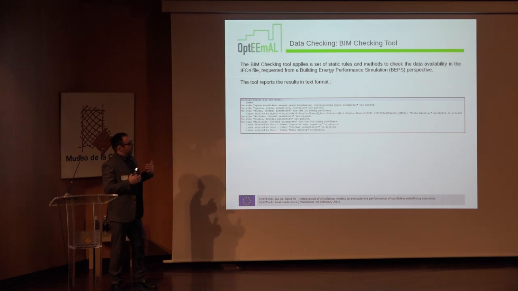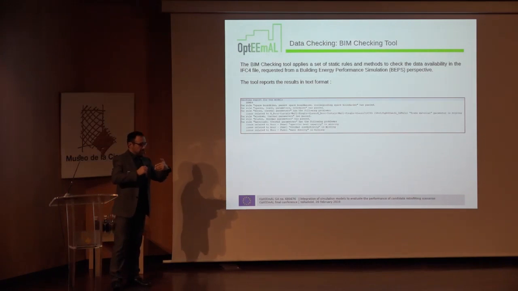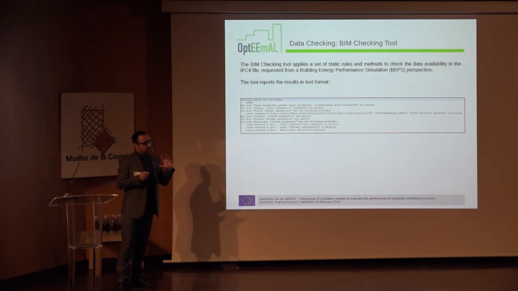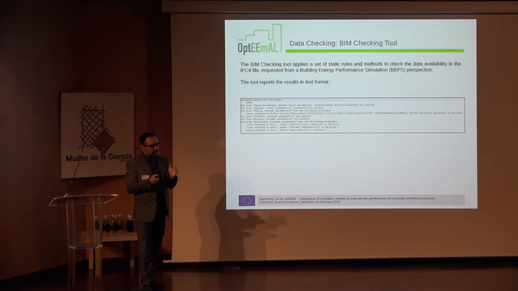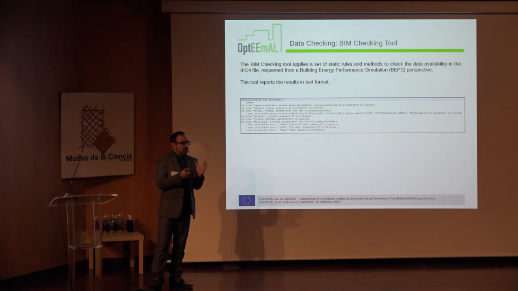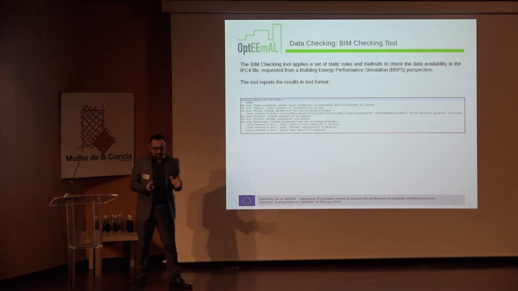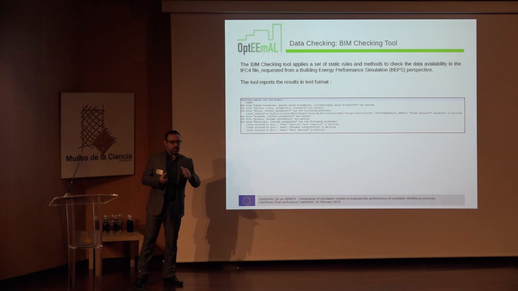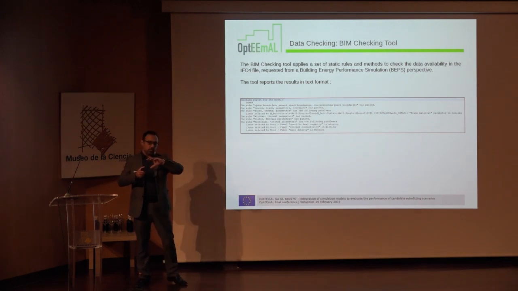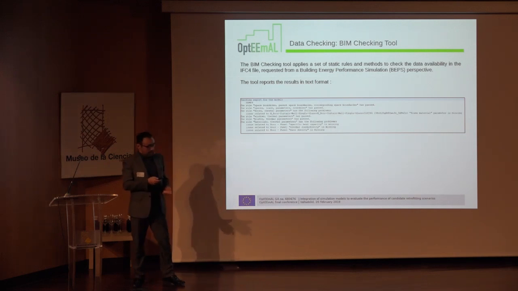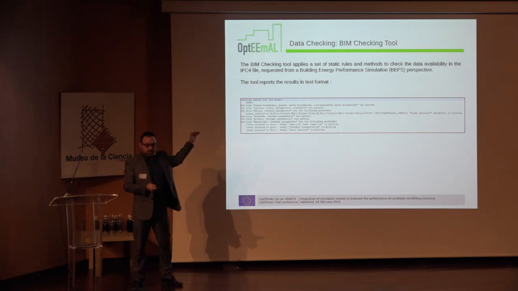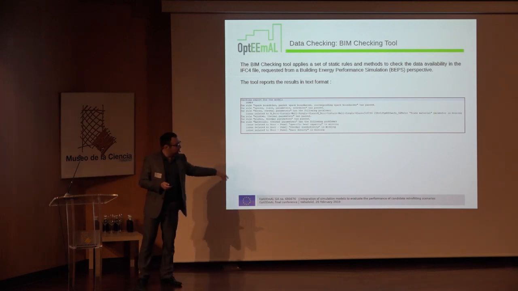During the BIM checking stage, the data checking stage, we have developed two tools. One is the BIM checking tool, which makes sure that the information inside the IFC files is complete. There is no missing material thermal property, or any missing dependence among the thermal exchange surfaces called second level space boundaries. This tool reports the checking results in a text format.